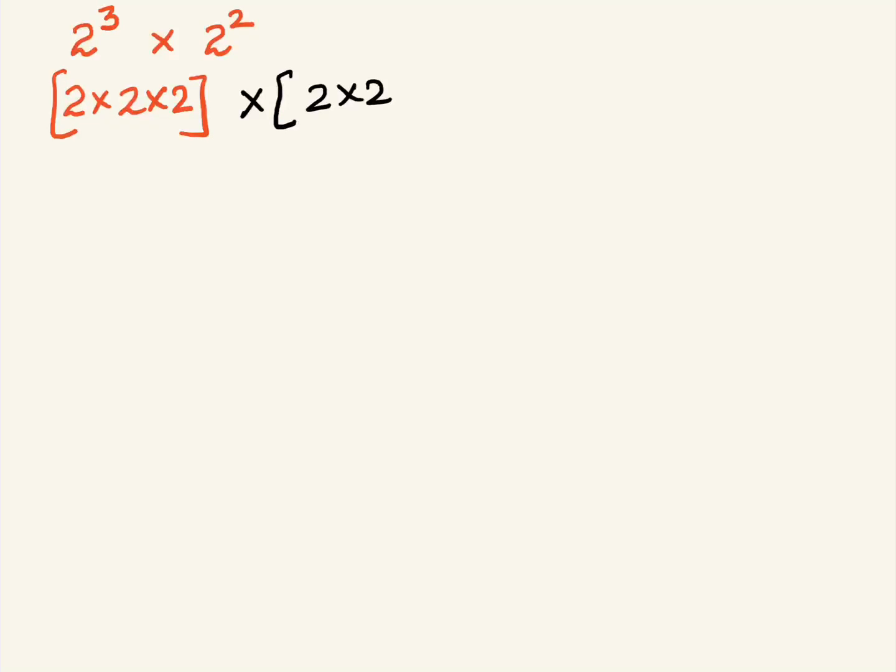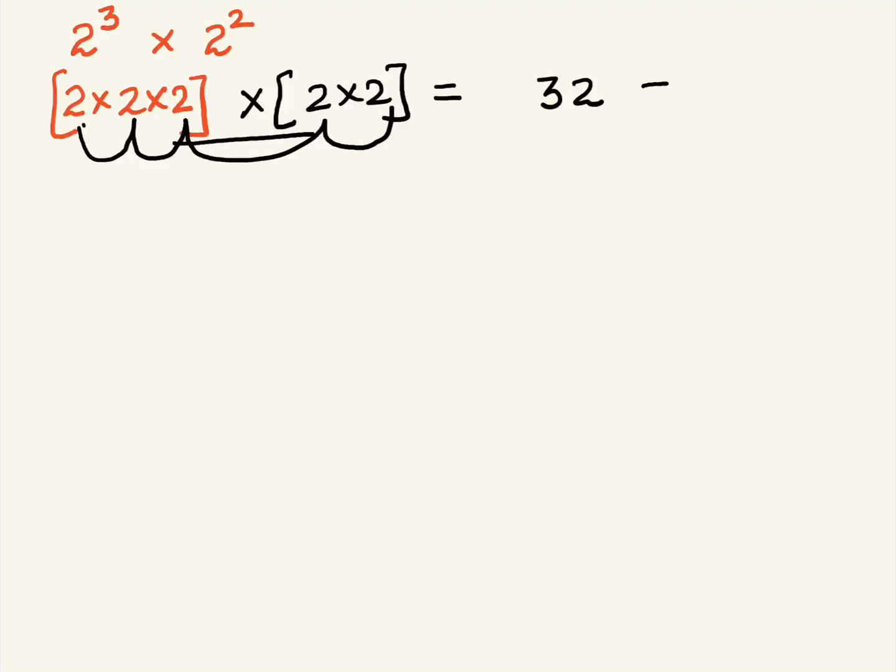So supposing I have to do 2 to the power 3 multiplied by 2 to the power of 2, right? That would mean 2 times 2 times 2 multiplied by 2 times 2. So overall you're multiplying 2 how many times? 5 times. So that becomes 32. Try it out. 2 times 2, 4, 8, 16 and 32.